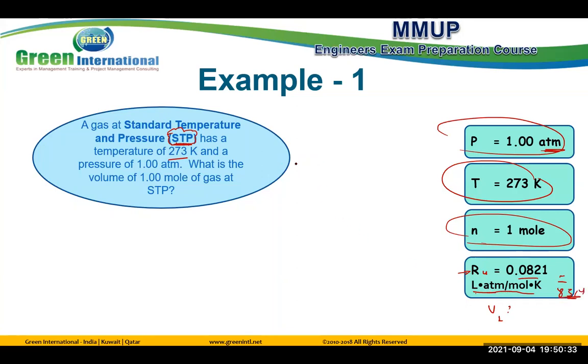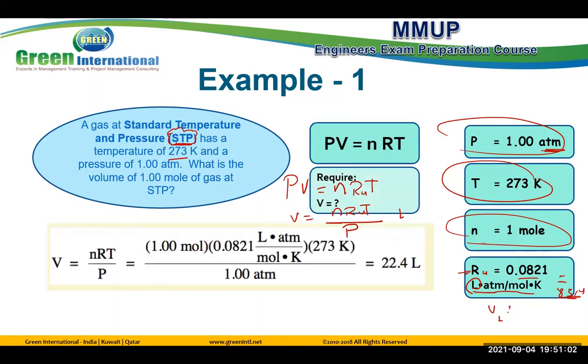So what equation do we write? PV equals nRT. What is the unknown? V, which equals nR_uT over P. We have temperature and pressure, and all units are matched together, no problem. We will get the volume in liters according to the unit used for R. So we substitute directly with all numbers and get the volume in liters. That's it.